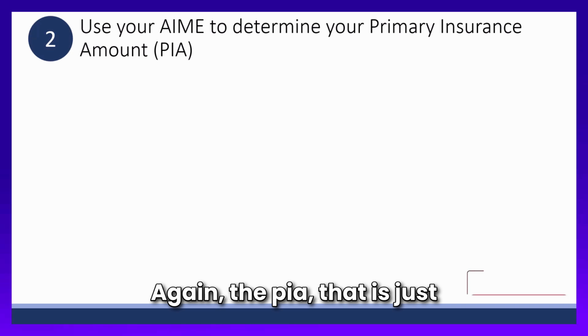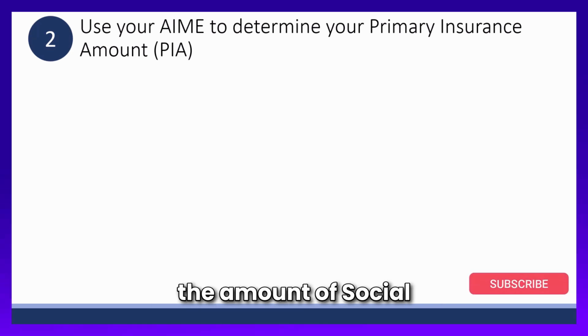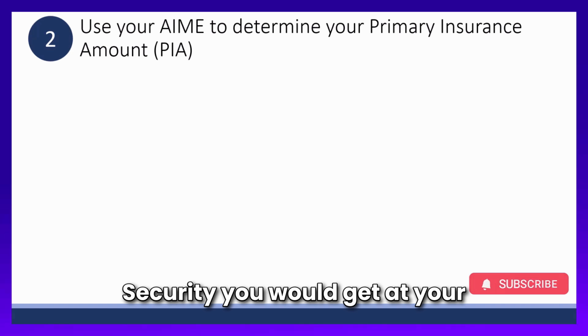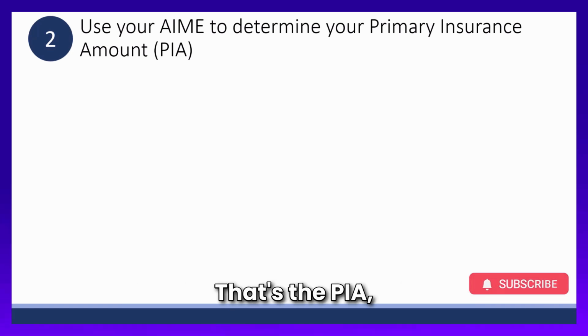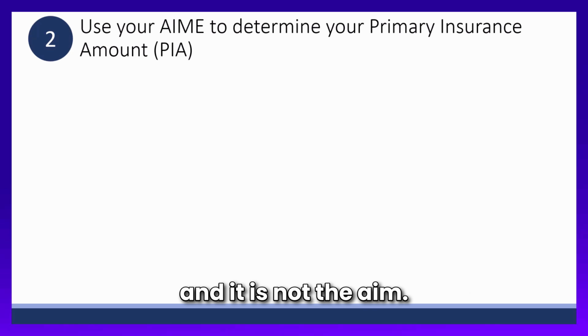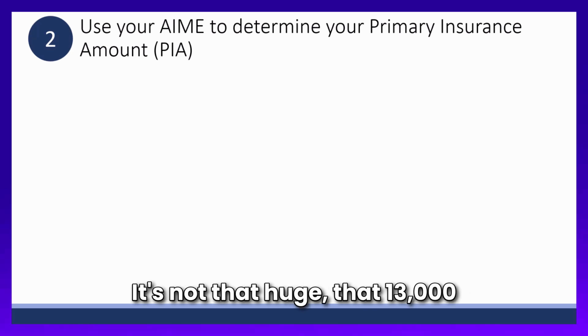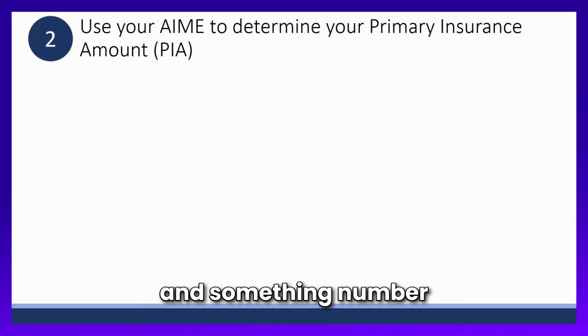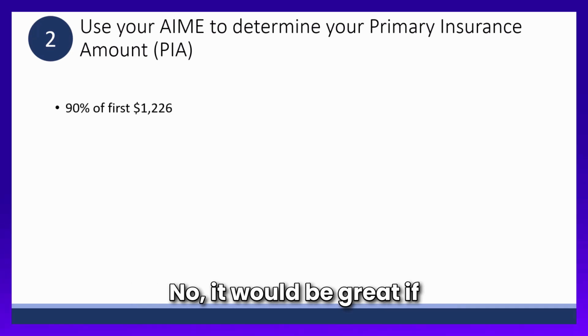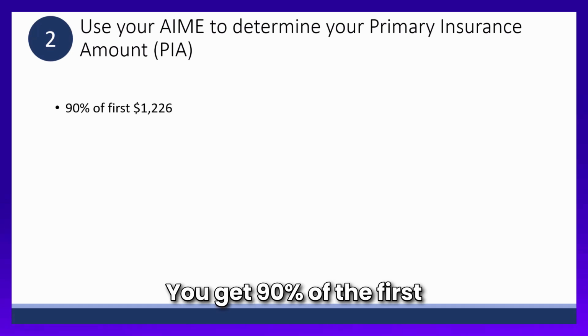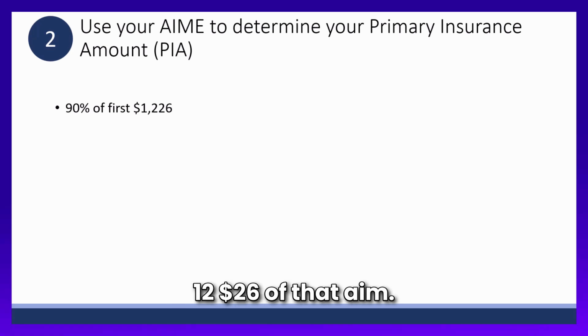Again, the PIA is just the amount of Social Security you would get at your full retirement age. That's the PIA. And it is not the AIM. It's not that huge 13,000-something number that we just calculated. It would be great if it was, but it's not. You get 90% of the first $1,226 of that AIM.